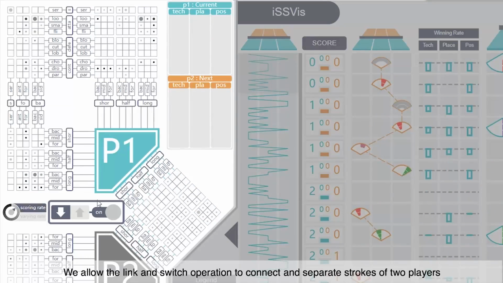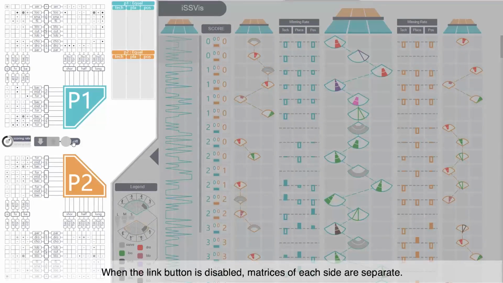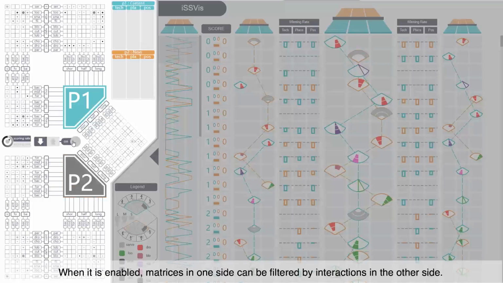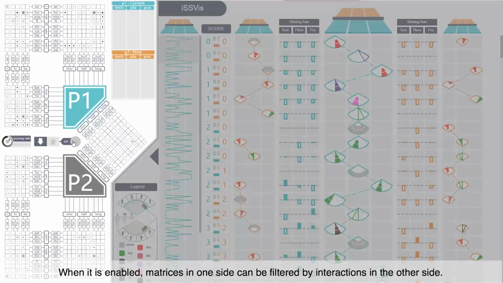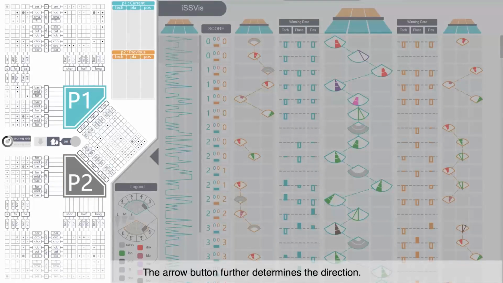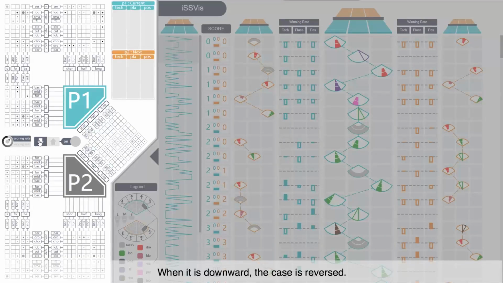We allow the link and switch operation to connect and separate strokes of two players. When the link button is disabled, matrices of each side are separate. When it is enabled, matrices on one side can be filtered by interactions on the other side. The arrow button further determines the direction. When the arrow is upward, strokes of player 2 are next to the strokes of player 1. When it is downward, the case is reversed.